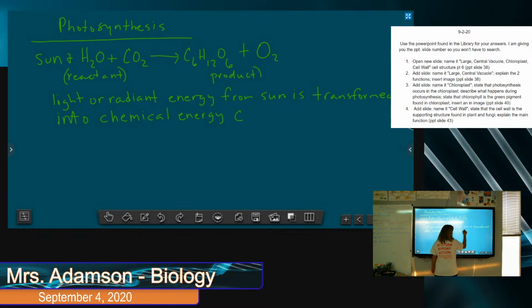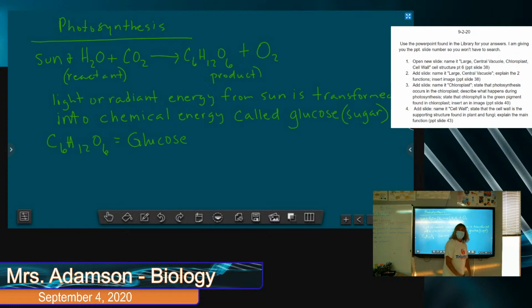Called glucose. And you know what? They interchangeably use glucose and sugar, because glucose is sugar. Write that down. Okay, good. The other thing you need to know, and I think this is one of your questions, let's make a little note here: C6H12O6 equals glucose.